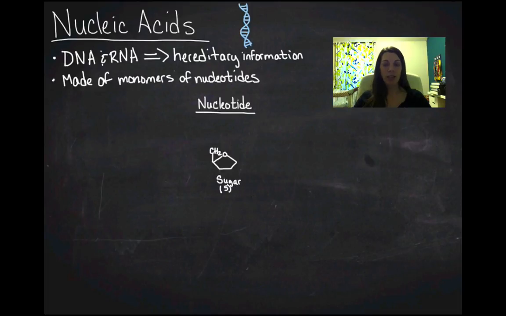So let's look at this 5-carbon sugar, and then we're going to attach it to a phosphate group. Because that phosphate is negatively charged, this is going to provide an overall negative charge to my DNA, which means DNA is most definitely charged, which means it is most definitely going to be hydrophilic. So it's going to like water. I'm going to take my phosphate group, attach it to a sugar, and then it's going to attach to the working end, which is the nitrogen base.